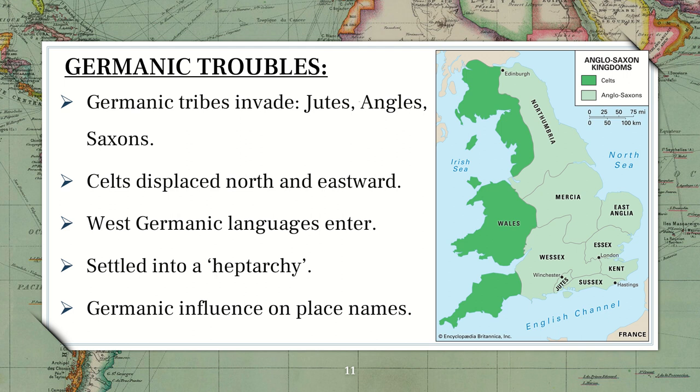So these Germanic tribes settled into a seven-kingdom heptarchy. Wessex, Essex, and Sussex were occupied by the Saxons, Kent by the Jutes, and East Anglia, Mercia, and Northumbria by the Angles. Now, the Germanic language did have an influence on the naming of several places.